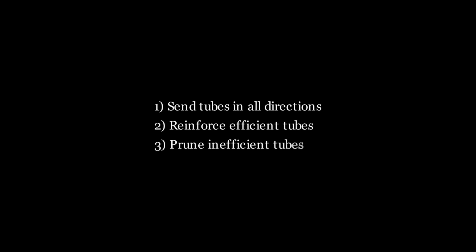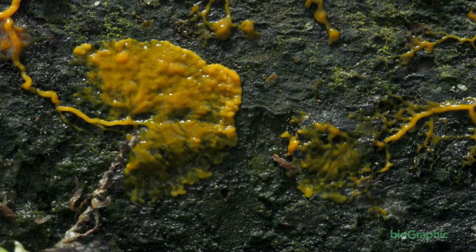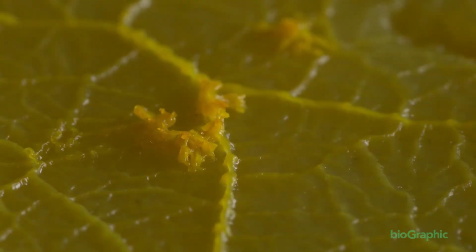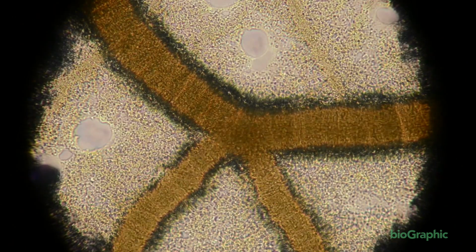Neither slime mold growth nor angiogenesis begins with a blueprint or a map. And oftentimes, nature doesn't solve for the shortest path by designing the perfect network from the start. It builds a rough draft, keeps what works, and removes what doesn't, and the result is the most efficient network nature can make.